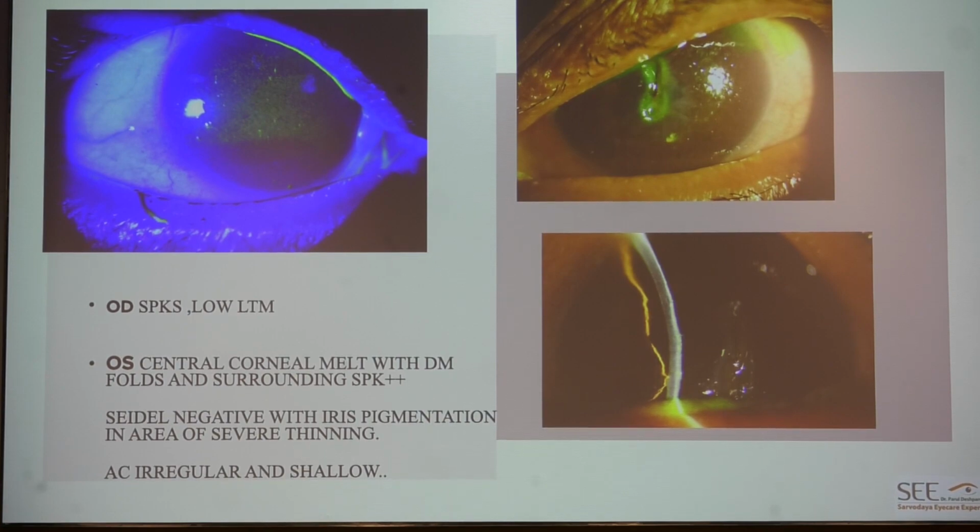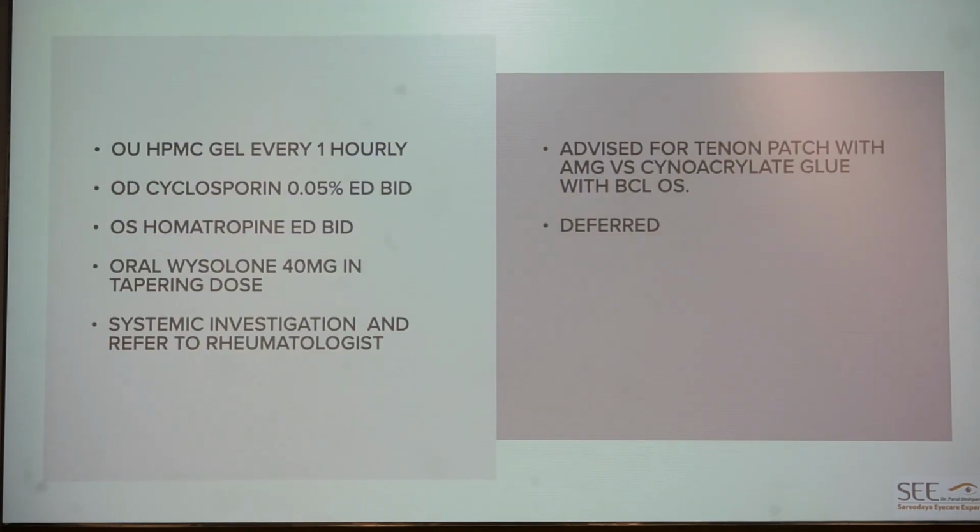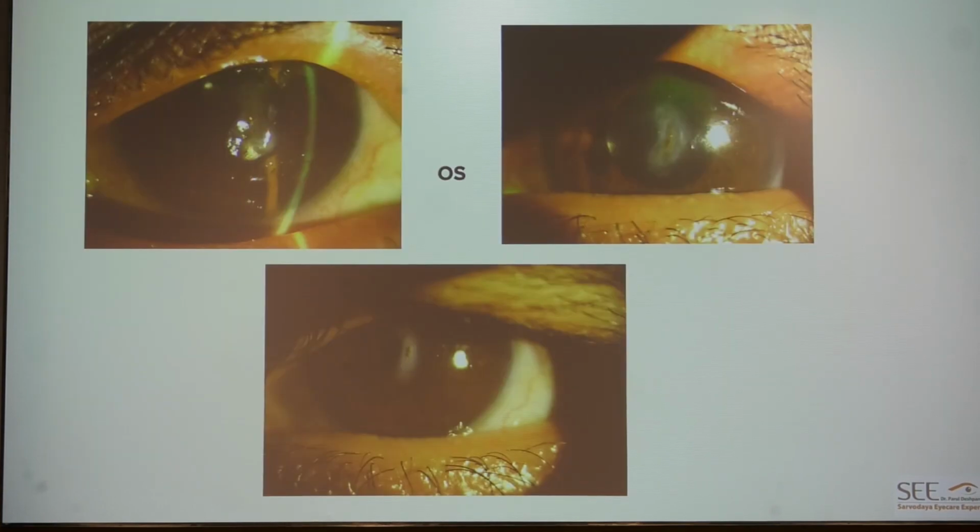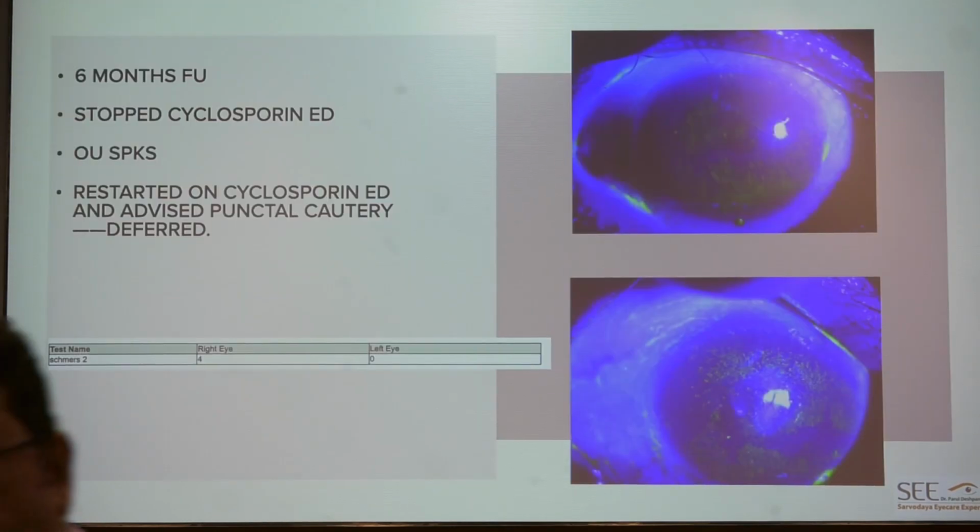At this point of time, the patient was advised to undergo a Tenon's patch graft, but she deferred. She was put on oral steroids immediately along with lubricants and cyclosporin. Within 2 days, her ocular surface actually stabilized. At the end of 6 months, we can see that we have got a very good amount of ocular surface stability. The problem with this patient is compliance. At the end of 6 months, she had stopped her cyclosporin, and you can see that the surface is again showing some stain positive areas.